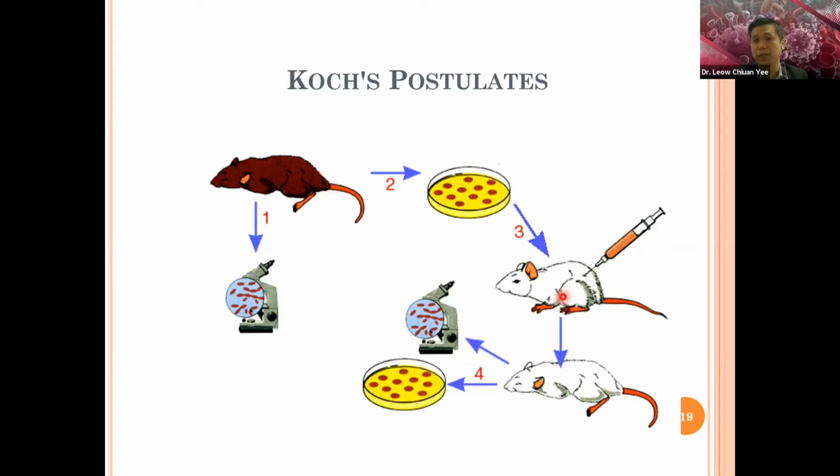Let's say this is the experimental mouse. Once the healthy mouse itself died after a couple of days, he took out the blood again and looked under the microscope, and he found that these two microorganisms look identical to each other. So since that time, Koch came up with the hypothesis based on his finding.